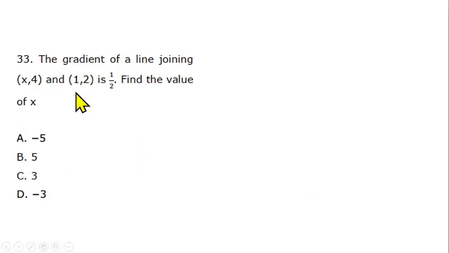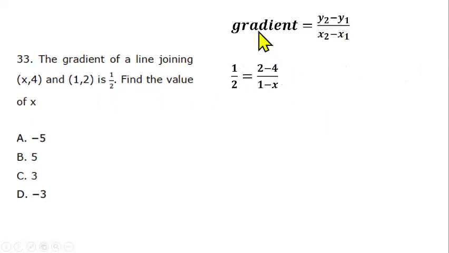Question number 33 is also from the coordinate geometry. You have to find, okay, the gradient of the line joining this and this is 1 over 2. Find the value of x. So we are looking for the value of x given the gradient of the line joining this point and this point together. So gradient is a change in y over change in x. So we are given the gradient to be 1 over 2 equals y2 which is 2 minus y1 which is 4 over x2 which is 1 minus x1 which is x. So you put that there.